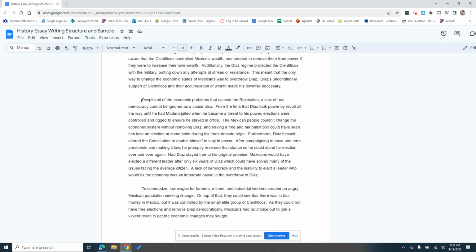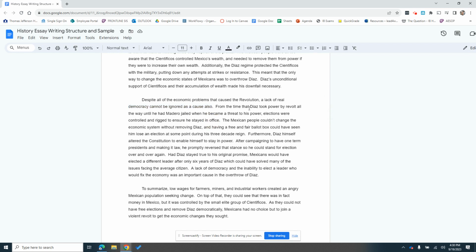And so in this case, we're going to pull up, "Despite all the economic problems that caused the revolution, a lack of real democracy cannot be ignored as a cause also." So we're going to address democracy, but we can't just say that and move on. We have to evaluate why it would be a cause. "From the time that Diaz took power by revolt all the way until he had Madero jailed when he became a threat to his power, elections were controlled and rigged to ensure he stayed in office."